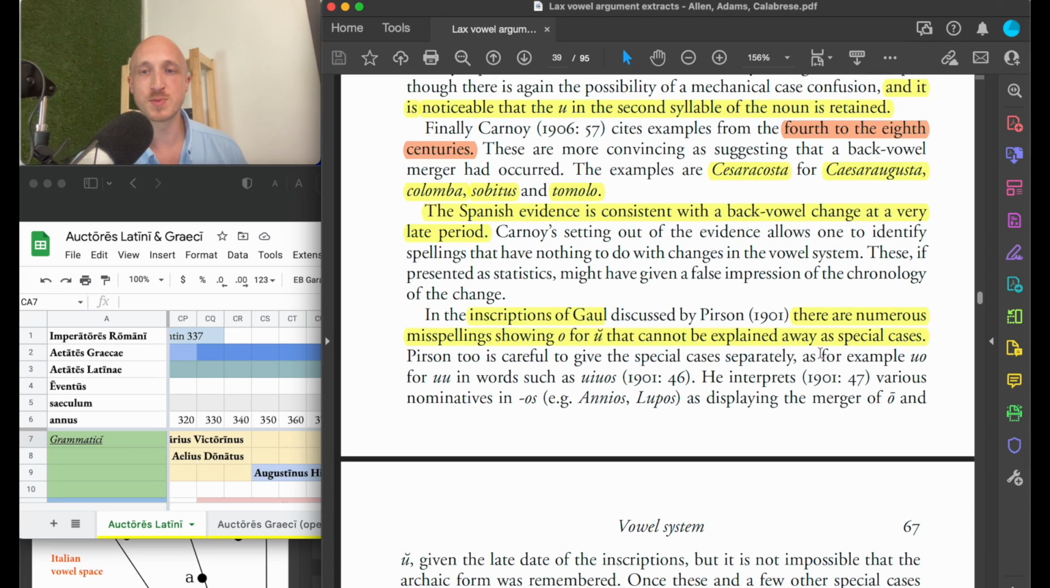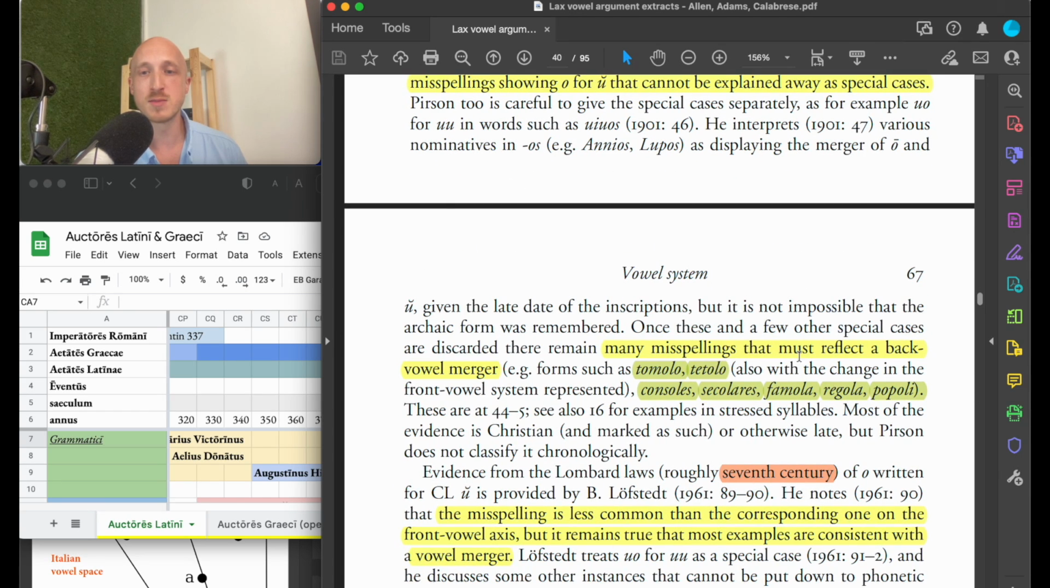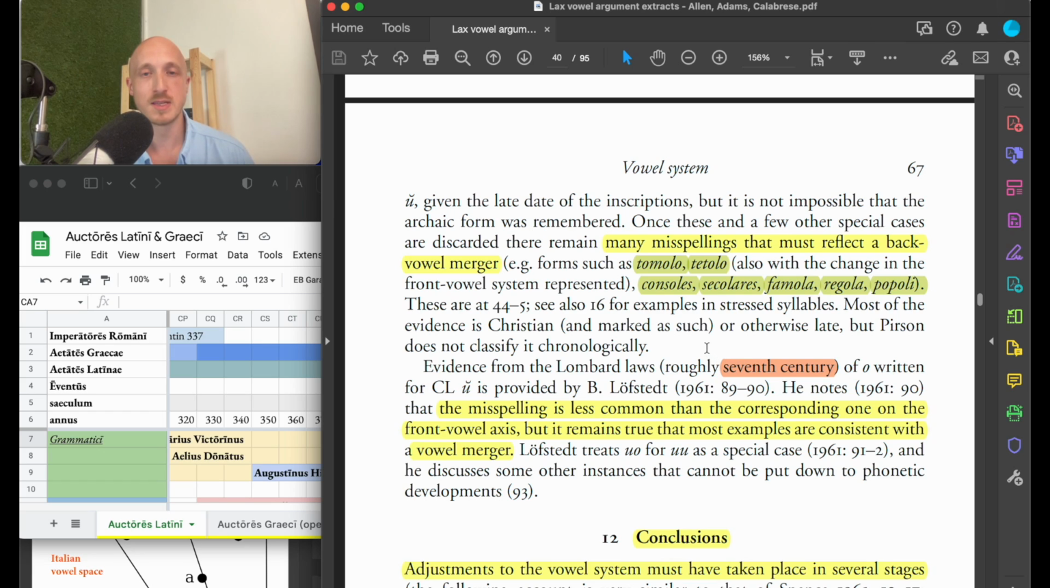The inscriptions in Gaul have numerous misspellings showing O for U that cannot be explained away as special cases. Many misspellings that must reflect a back-vowel merger. Tomulo, tetolo, consoles, seculares, famula, regola, popoli. This looks absolutely like a Romance language now, doesn't it? And it's all very late. So, 7th century of O written for U.